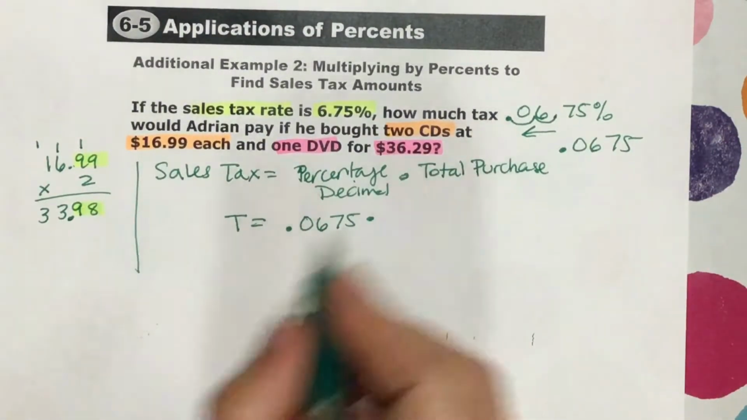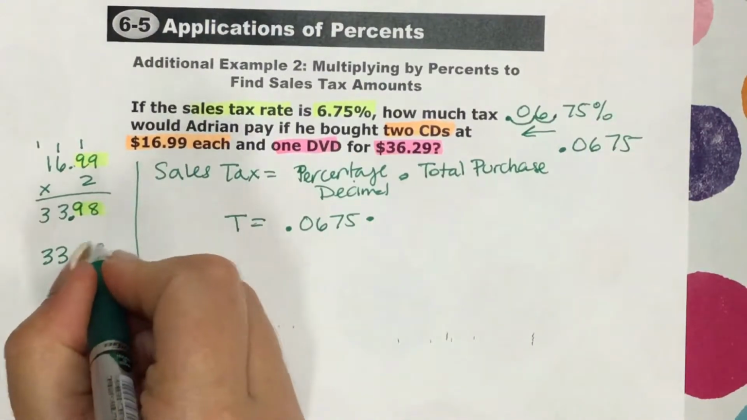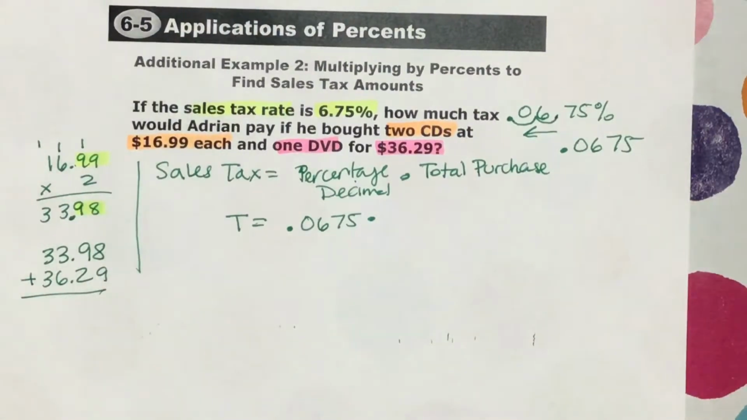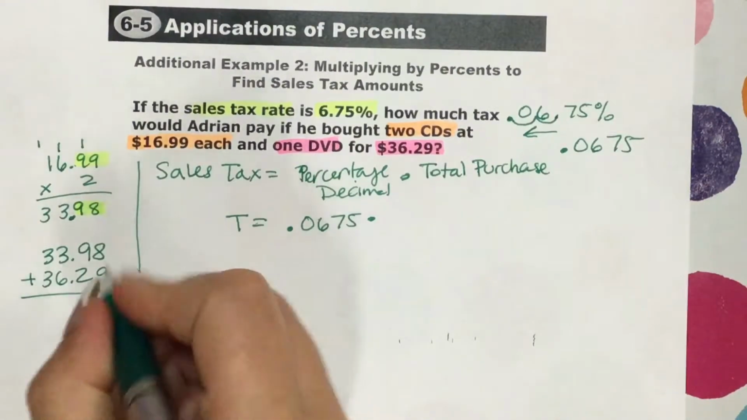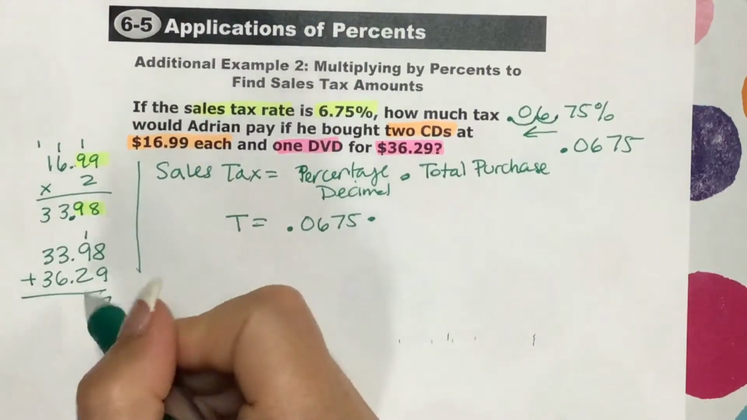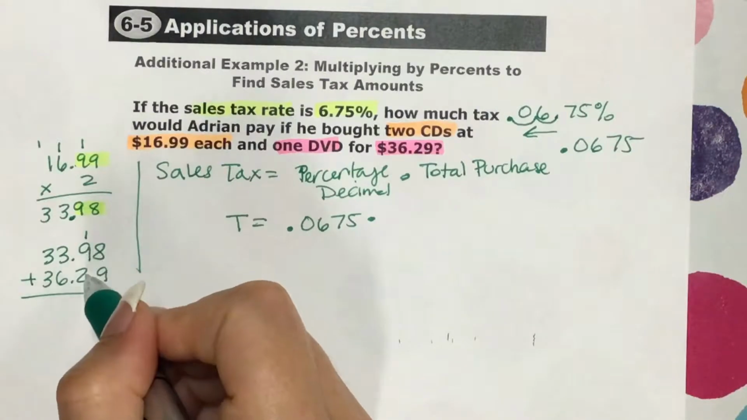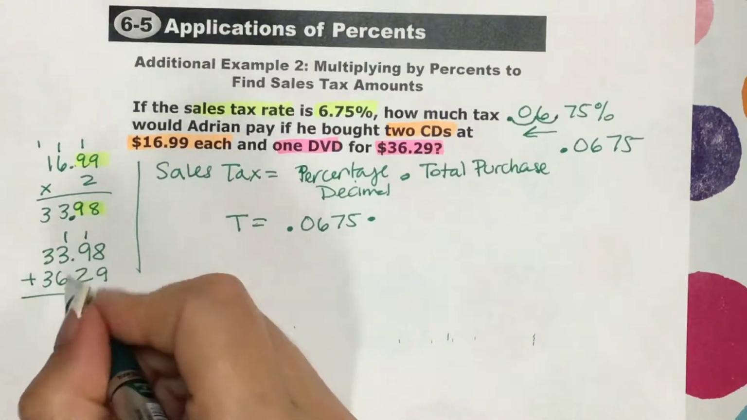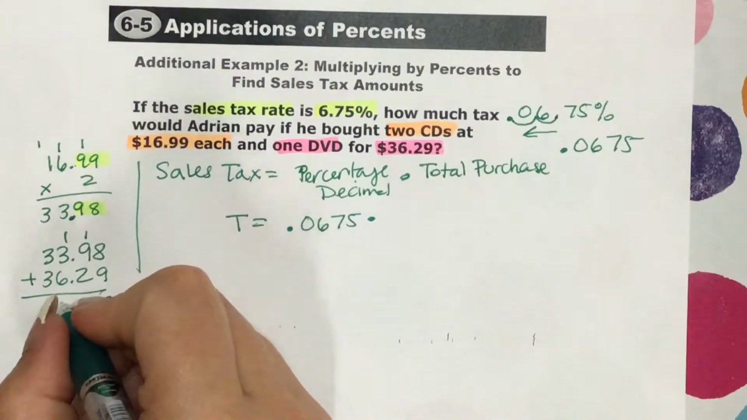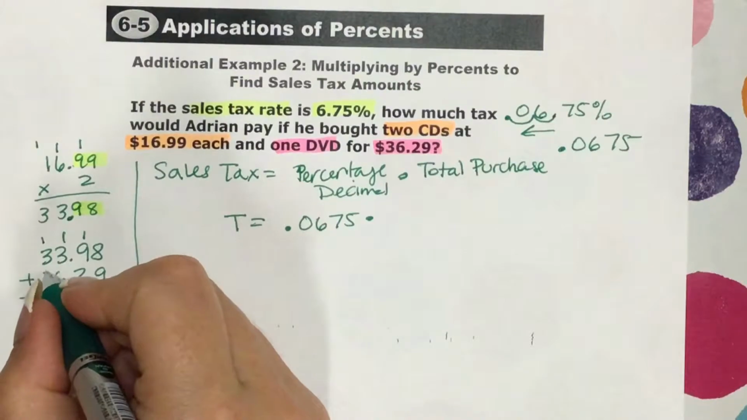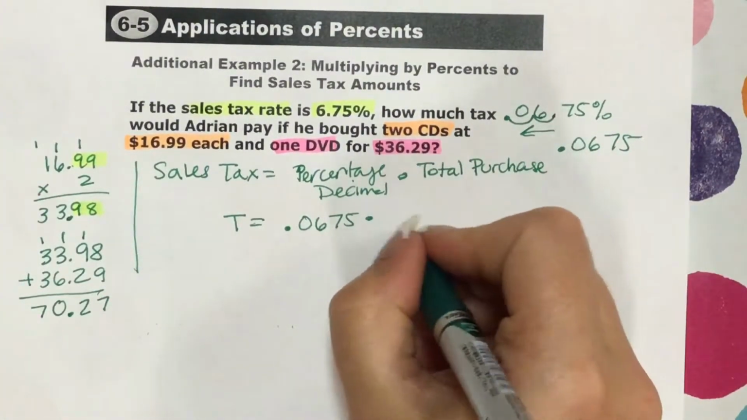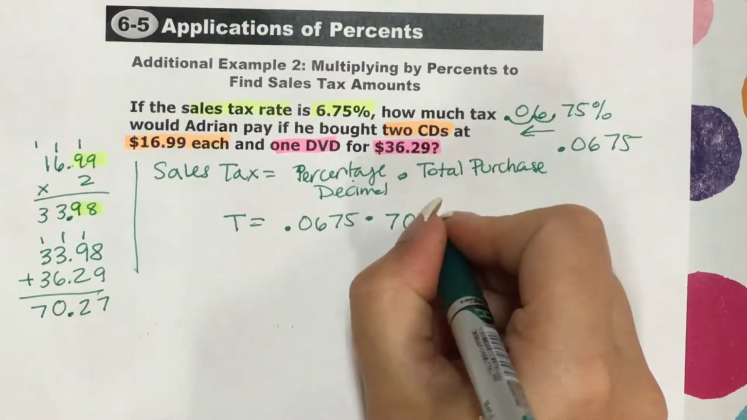And then there was one DVD purchase for $36.29. So I'm going to add the 33.98 to the 36.29 to find the total purchase cost. So 8 plus 9 is 17. Write the 7, carry the 1. For this one, I'm just going to go 1 plus 9 because that's 10. Plus 2 is 12. Write the 2, carry the 1. I'm going to bring down that decimal. 6 plus 3 is 9. Plus 1 is 10. I'm going to write the 0, carry the 1. 3 plus 3 is 6. Plus 1 is 7. So that means that the total purchase cost is $70.27.